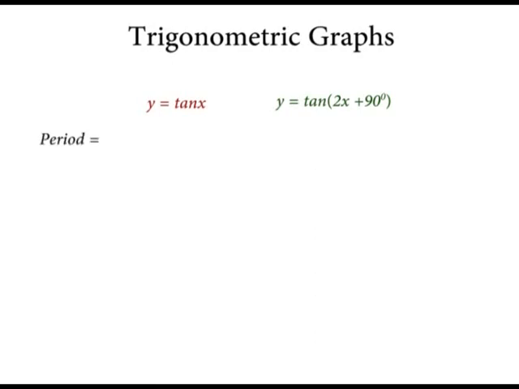For period in the trig functions, we look at the coefficient of b. We get our initial period of the base function y is equal to tan x and divide by b. It is important to know what the period of a tangent function is. It's not 360 degrees, it's 180. And so in this example, the new period will be 180 over 2, that is 90 degrees.